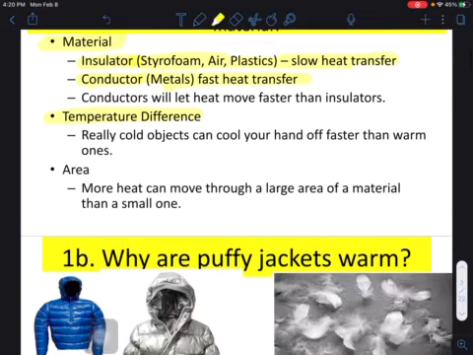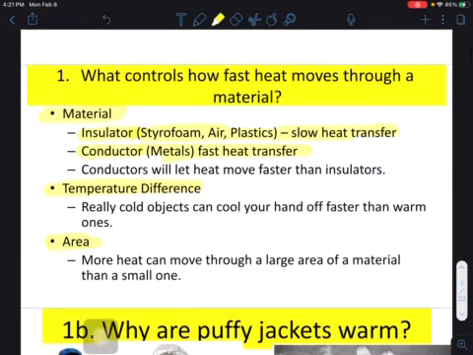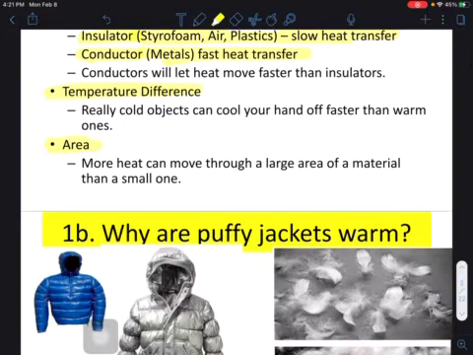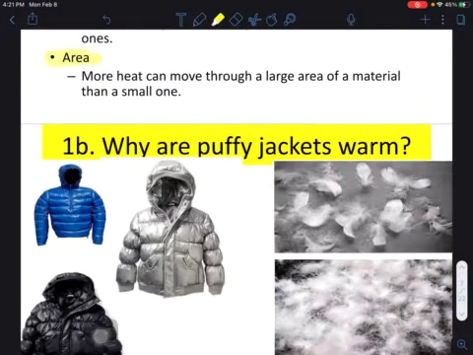The area, of course, is the length times the width, and more heat can move through a larger area than through a smaller area. It's like if you have a big house, it takes more power to keep the temperature inside at a warm temperature compared to a smaller house, because the walls exposed to the outside are smaller and there is less area. So the heat won't move through a smaller area compared to a bigger one.